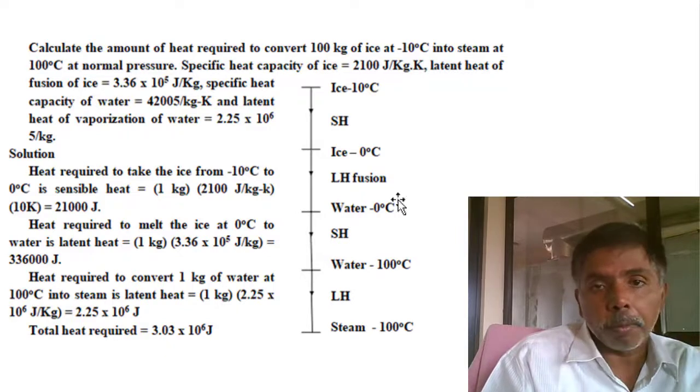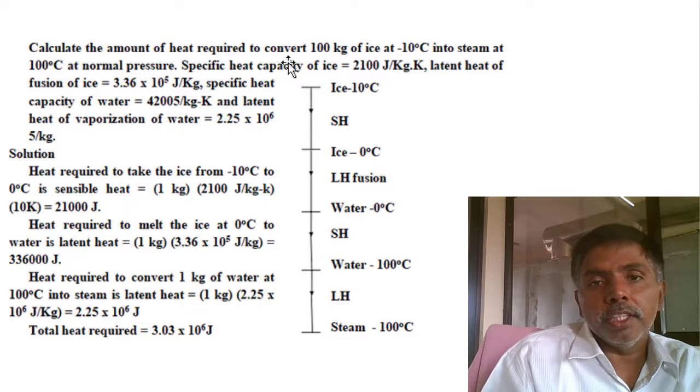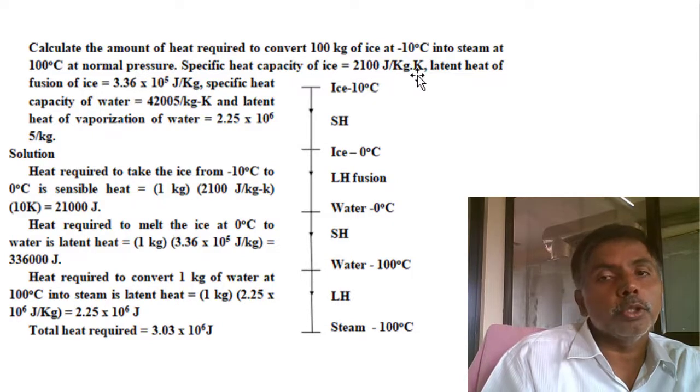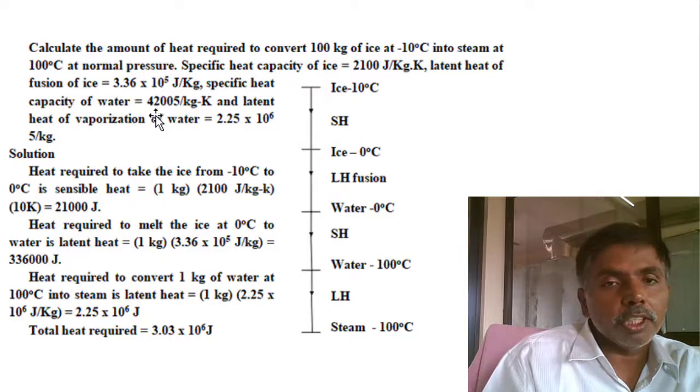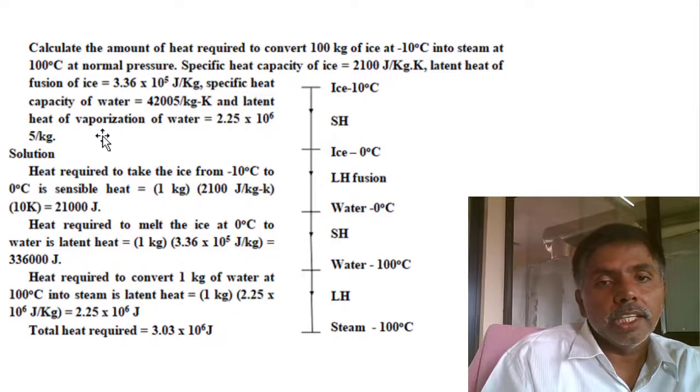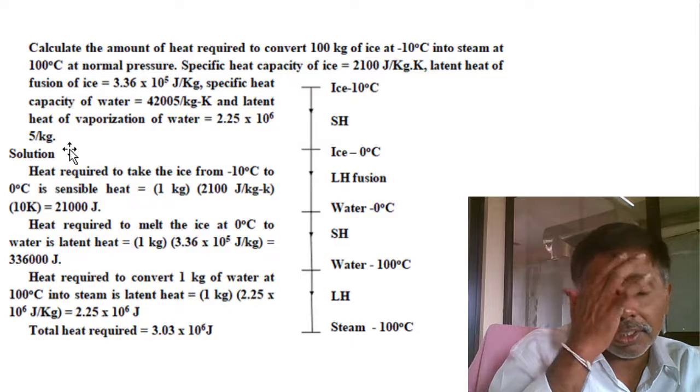Same way, one more problem. Calculate the amount of heat required to convert 100 kg of ice at minus 10 degrees into steam at 100 degrees at normal pressure. Specific heat of ice is 2100 joules per kg Kelvin, meaning 2.1 kilojoules per kg Kelvin. Latent heat of fusion is 336 kilojoules per kg. Specific heat capacity of water is 4.2 kilojoules per kg Kelvin, and latent heat of vaporization is 2250 kilojoules per kg. They are all given in joules per kg.